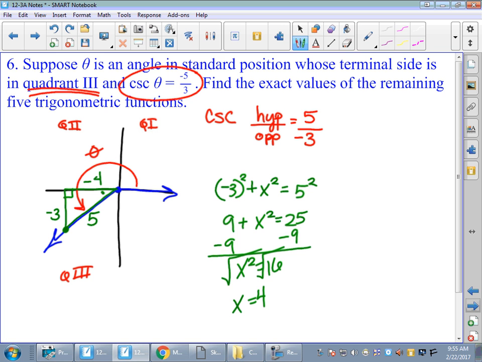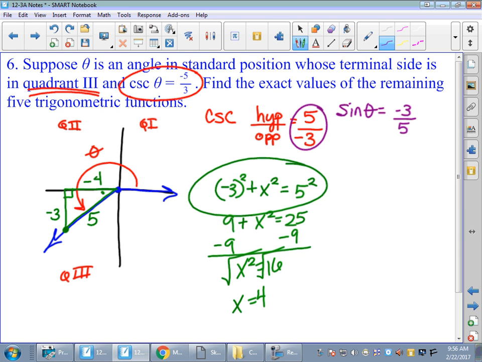So notice when I set up my Pythagorean theorem, we weren't looking for the hypotenuse. We had the hypotenuse, we had a leg, we were looking for the x leg. And now we just go through and find the rest of the trig values. So there's going to be 5 of them. Sine of theta is opposite -3 over hypotenuse 5. I actually could have found that just from the given information right here. But now we have it for all the other ones.